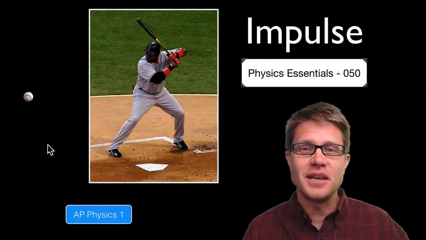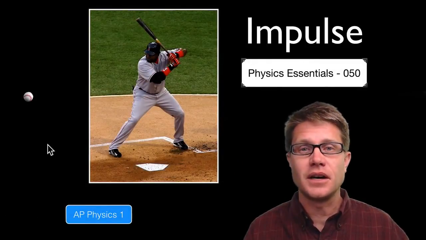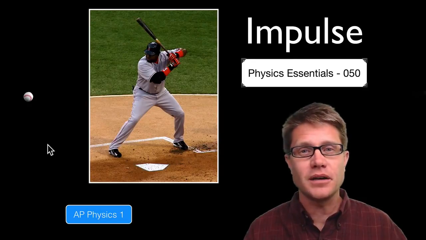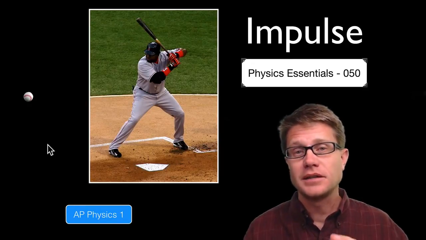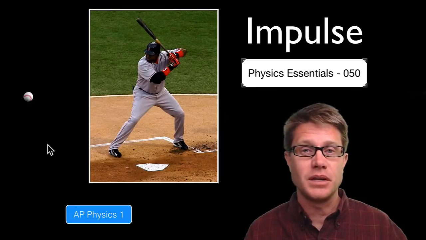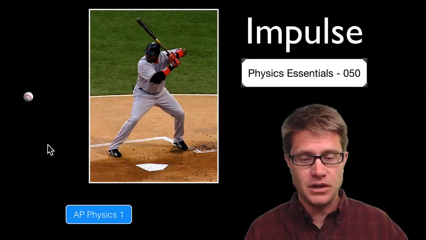Hi, it's Mr. Anderson, and this is AP Physics Essentials Video 50. It's on impulse, which is simply the product of the force being applied times the time over which that force is being applied. And so let me give you a scenario.